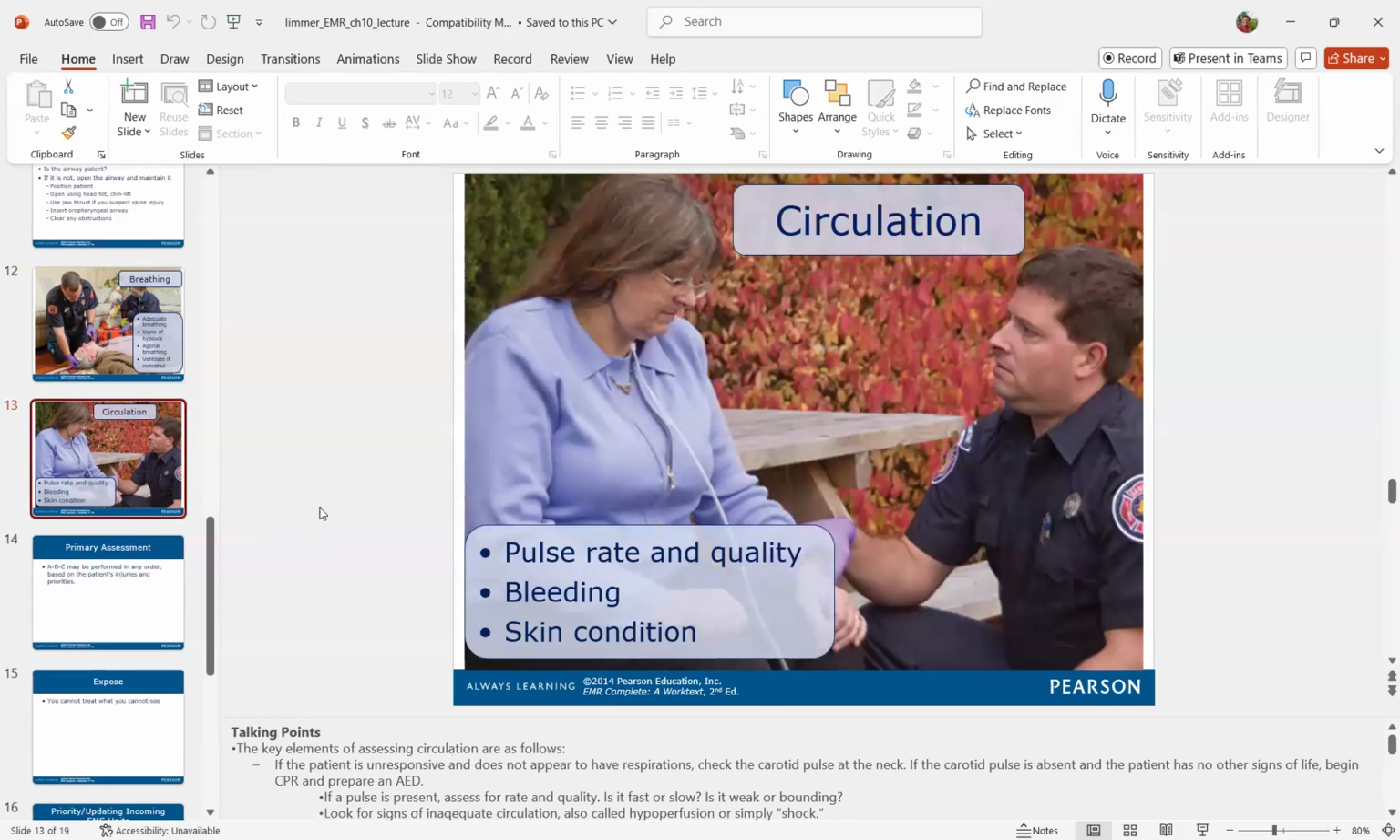We move to circulation, which is C. So the key element of assessing circulation: if the patient is unresponsive and does not appear to have respirations, check the carotid pulse, no more than 10 seconds, and we're going to start CPR, start the CAB method.